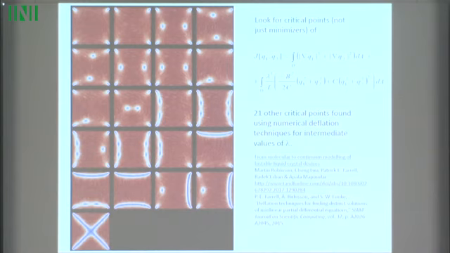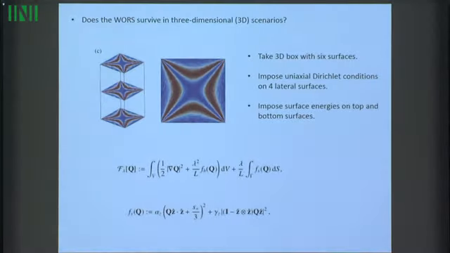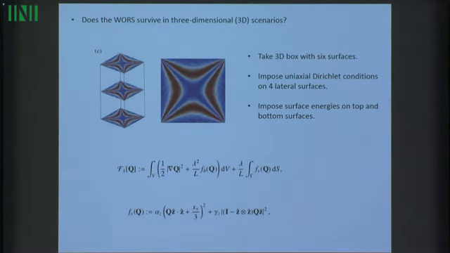It's a square. So a very natural question is, what happens if you go away from the thin film limit? What happens if you have a real box where the height is not necessarily so small? And it's very natural to ask, will the well-ordered reconstruction solution survive in 3-dimensional scenarios? And the answer is luckily yes.